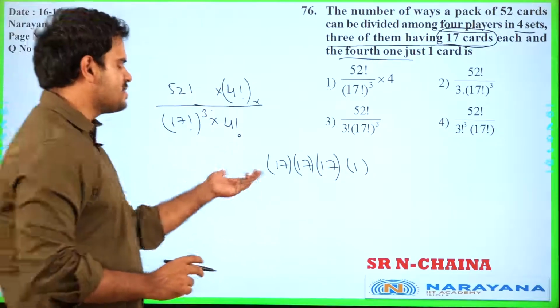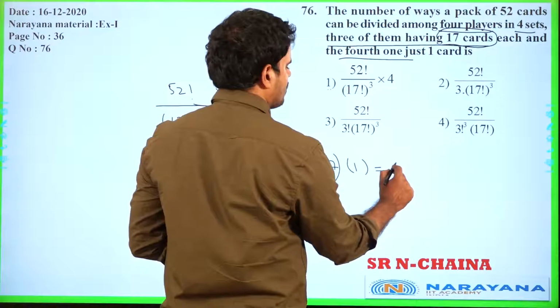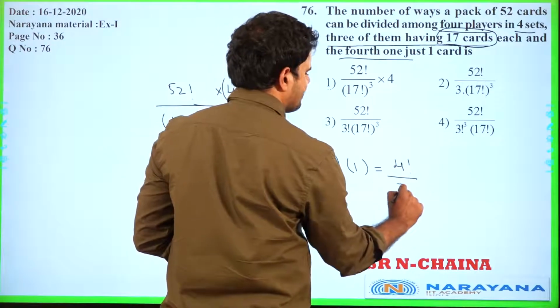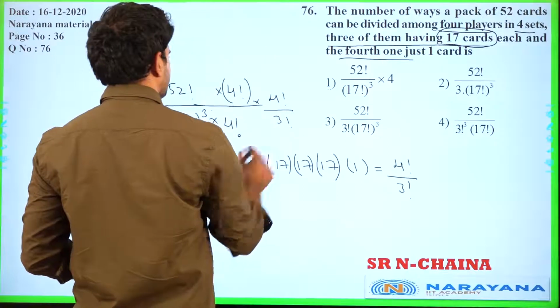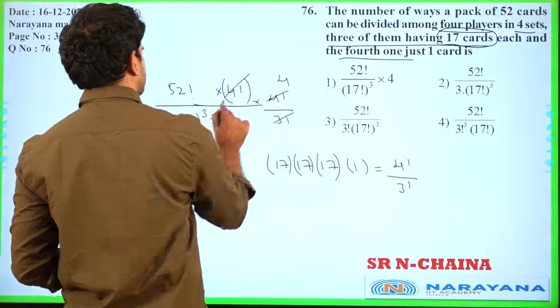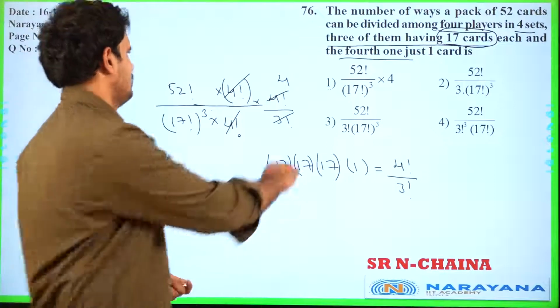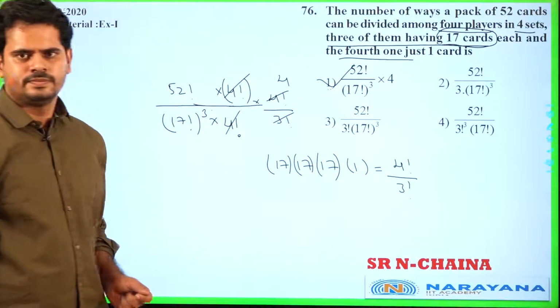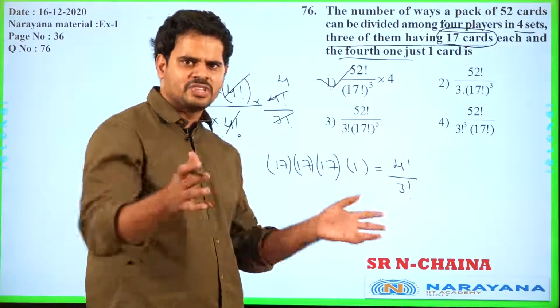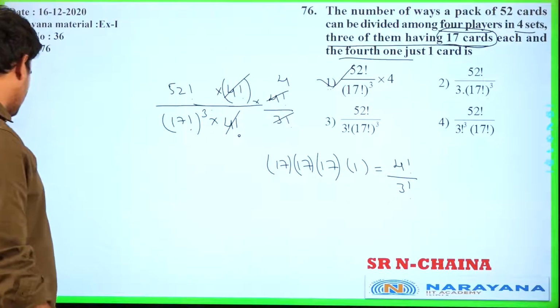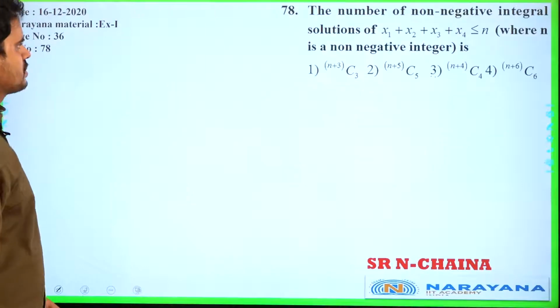So the number of ways of arranging them, how many times does it become? It becomes 4 factorial by 3 factorial. So into 4 factorial by 3 factorial. This becomes 4, this one cancels off. So the answer is the first option. Why? 17, 17, 17 and 1, so the number of ways of arranging them is 4 factorial by 3 factorial. Let me go with the next.